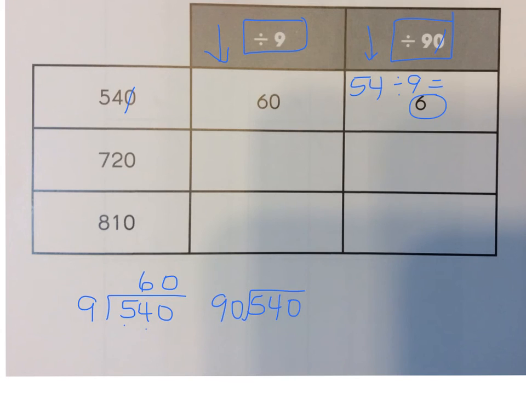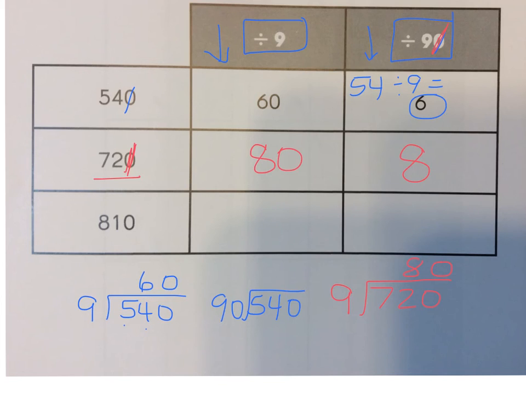Okay, so 720, our next one, divided by 9. 9 doesn't go into 7, goes into 72 8 times with no remainder. Fill in my 0. So this is 80. When I divide by 90, I'm going to knock off the 0 first, because that's the divide by 10 first, and then take 72 divided by 9, gives me 8.